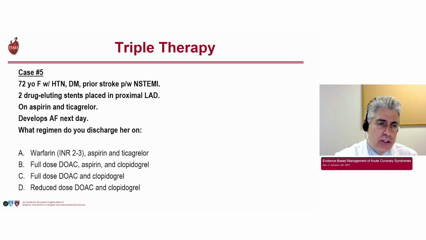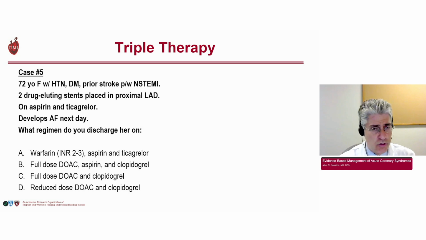So here we have a 72-year-old woman with a history of hypertension, diabetes, and a prior stroke. She comes in with a non-STEMI. 2 drug-eluting stents are placed in her proximal LAD. She's put on aspirin and ticagrelor. The next day, she develops atrial fibrillation. What regimen do you discharge her on? Warfarin, aspirin, and ticagrelor; a full-dose DOAC, aspirin, and clopidogrel; full-dose DOAC and clopidogrel; reduced-dose DOAC and clopidogrel.